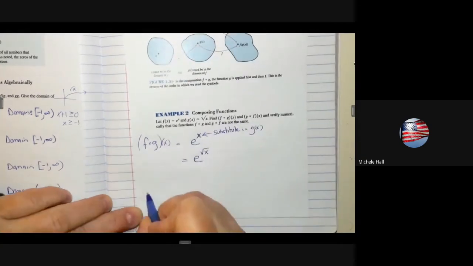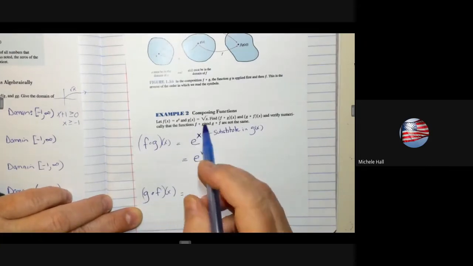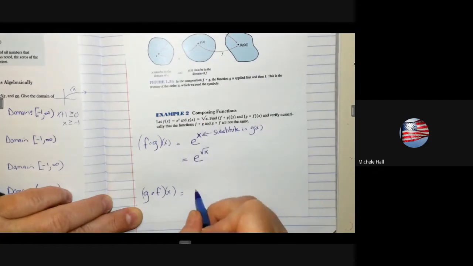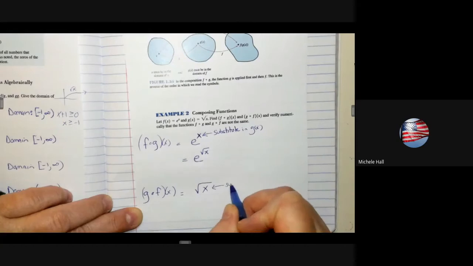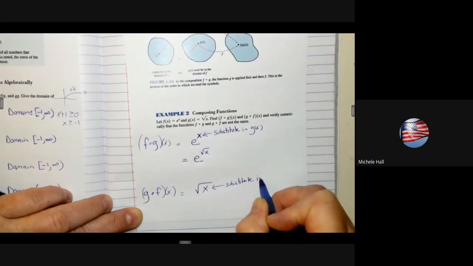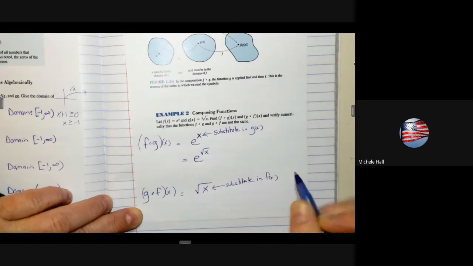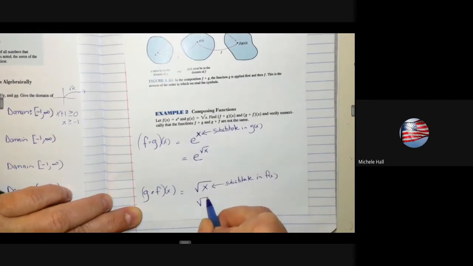And then we have g of f of x. So we start with g this time, which is the square root of x. And this time we're going to substitute in f of x. So we're starting with g of x, and now we're substituting in f of x. So we have the square root of f of x, which is e to the x.